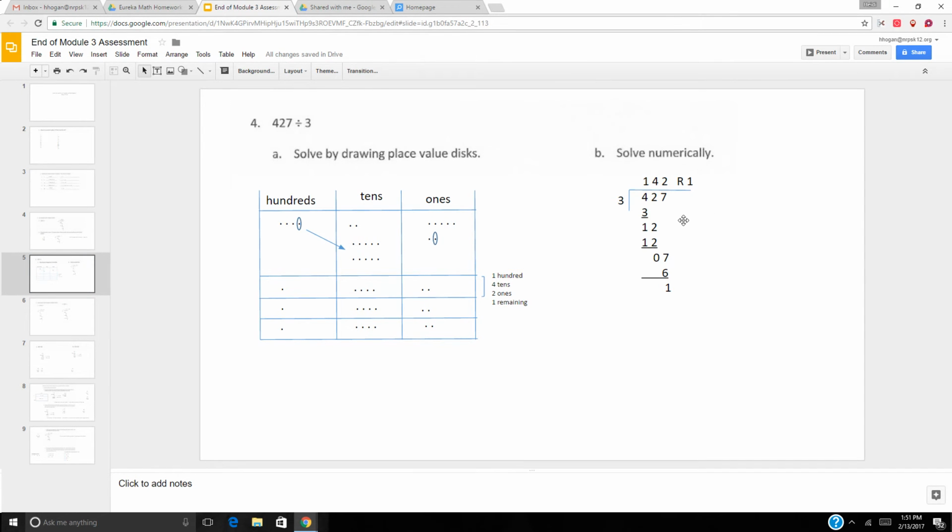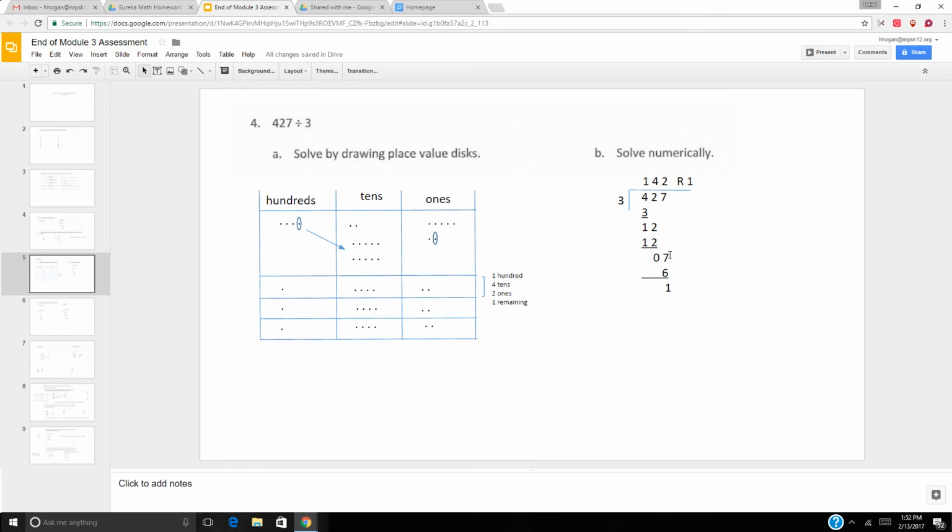So now we have to solve it numerically. 427 divided by 3. 4 divided by 3 is 1. 1 times 3 is 3. 4 subtract 3 is 1. Bring down the tens, please. 12 tens. 12 divided by 3 is 4. 4 times 3 is 12. 12 minus 12 is 0, because we had no leftovers. Then we have 7.